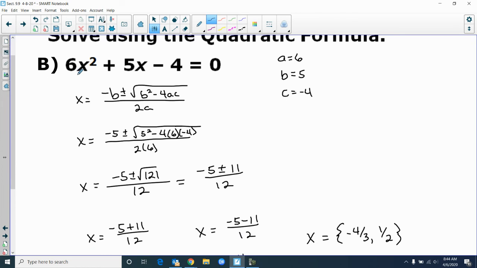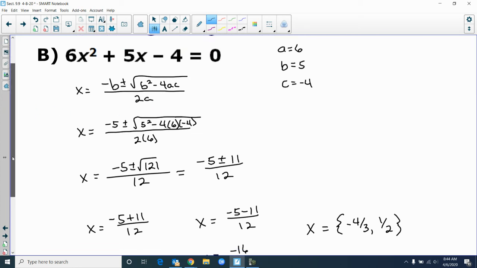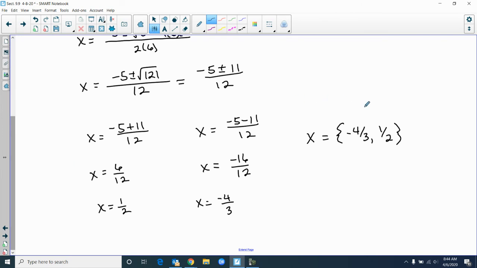This would be a little bit tougher one to check because you're dealing with fractions, but if you plugged in 1/2, you'd get back 0. And if I plugged in -4/3, I'd get back 0. Okay, as long as I didn't make any mistakes in here, those got to be my two answers, and they are. So -4/3 and 1/2.